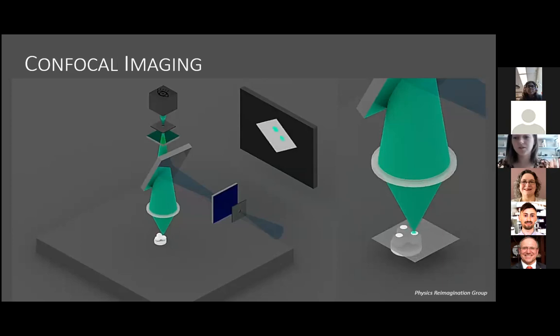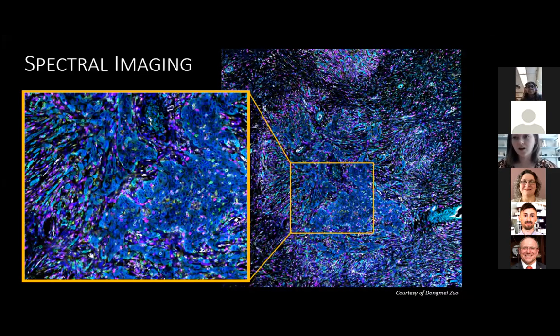You can then, at that same depth, image the rest of your sample, and then you can change the depth, and you can image in those exact same places again. And by doing that, by imaging in X, Y in one plane, and then moving to the next plane, you can generate that three-dimensional representation of your sample. A subset of confocal imaging is called spectral imaging. Spectral imaging is really unique.